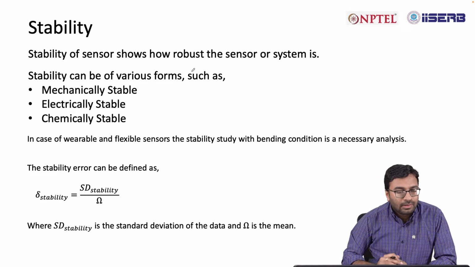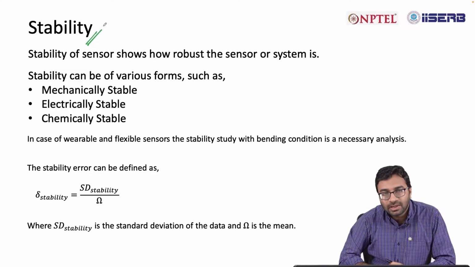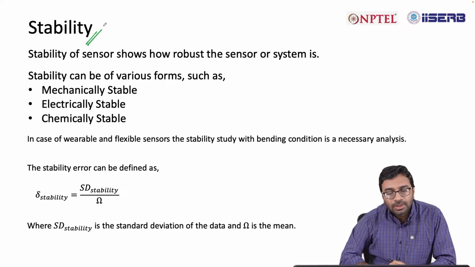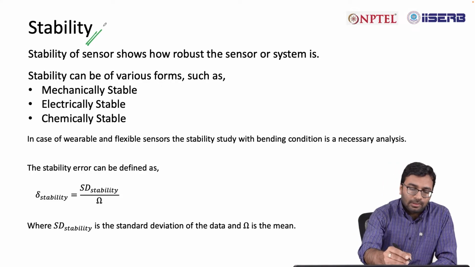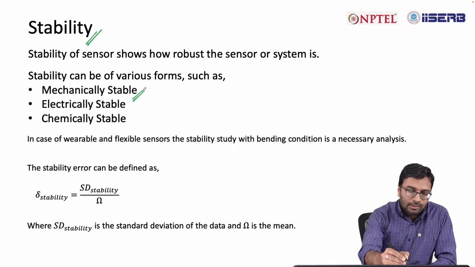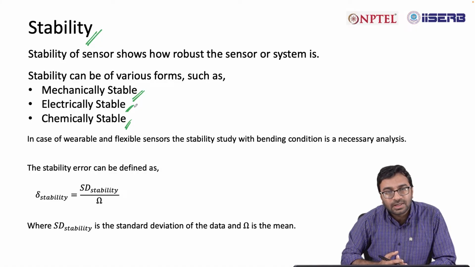Then we have another term which is known as stability. Stability again is a very important parameter. Stability refers to the robustness of a sensor, how robust your sensor is. If your sensor is not well stable, then it's again a problem. So stability can be mechanical, electrical, chemical. A sensor can be less stable mechanically, less stable electrically, less stable chemically if it's a chemical sensor, or any other sensor for that matter.